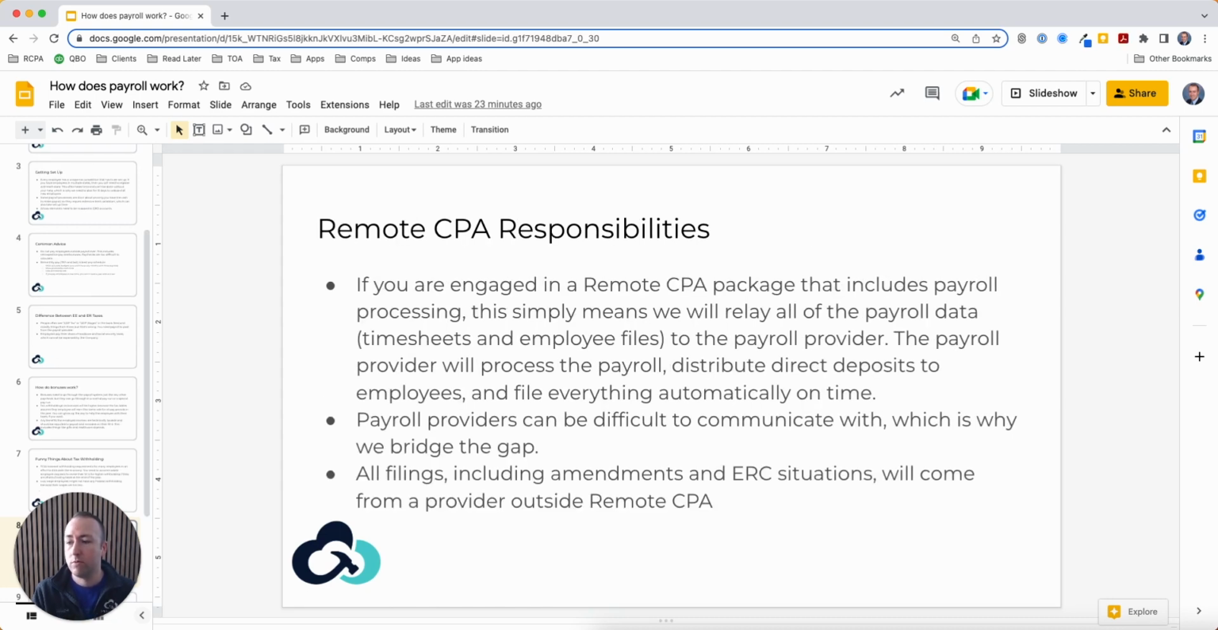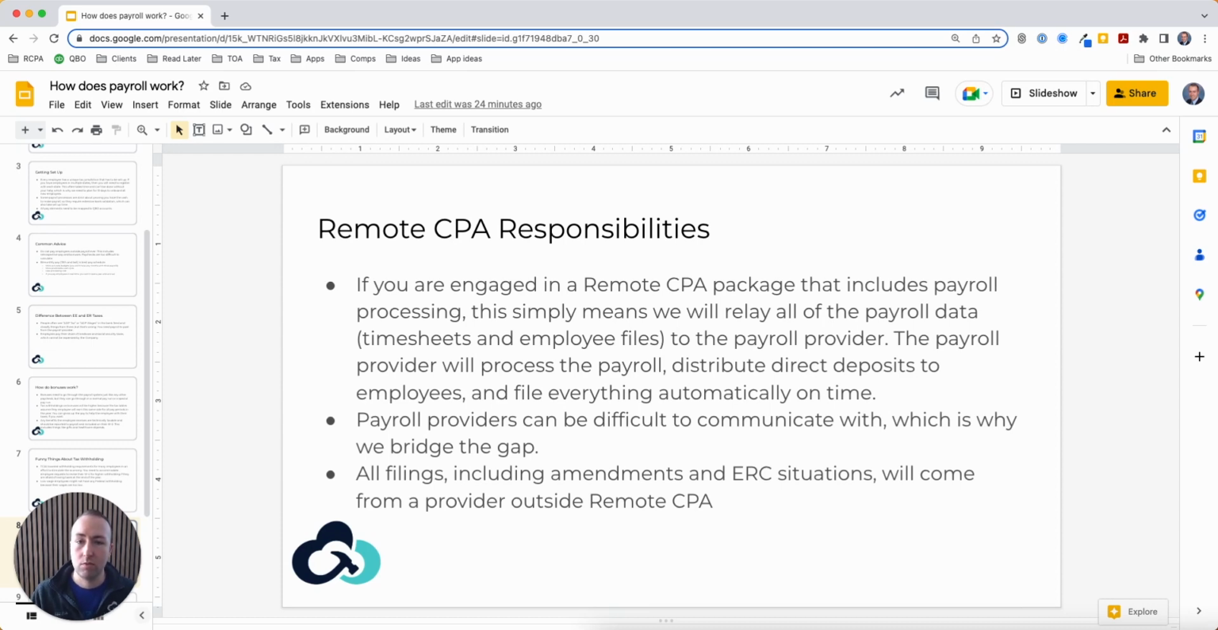Let's talk about the remote CPA responsibilities and what we will do for you as your payroll liaison. If you're engaged in a remote CPA package that includes payroll processing, it just means that we will relay all of the payroll data. This can be timesheets, employee files, and set up to the payroll provider. The payroll provider will process the payroll. They'll distribute the direct deposits to the employee and file all of the filings automatically on time. And they will suck the cash out of your bank account in order to pay all of the payroll taxes, both the employee and the employer share.